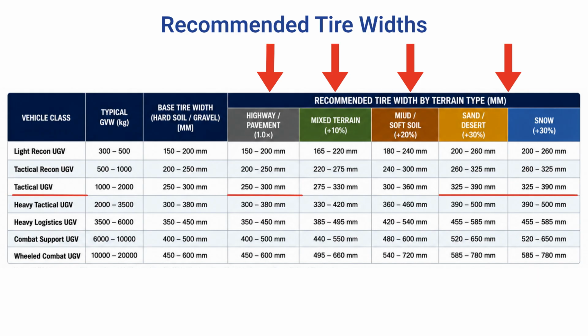For example, a tactical UGV in the 1,000 to 2,000 kilogram range may use 250 to 300 millimeters on hard ground, but this may increase to 325 to 390 millimeters in sand or snow. The key message is that tyre width should not be chosen only by vehicle weight. It must also be matched to the terrain and mission requirement.